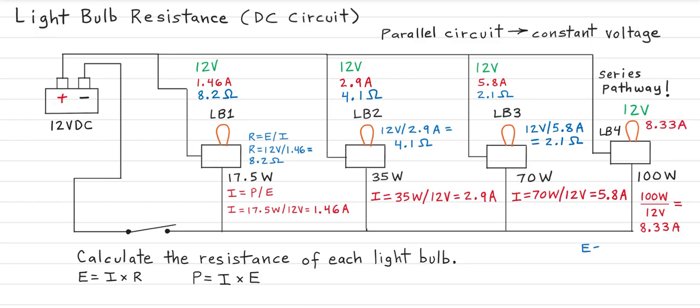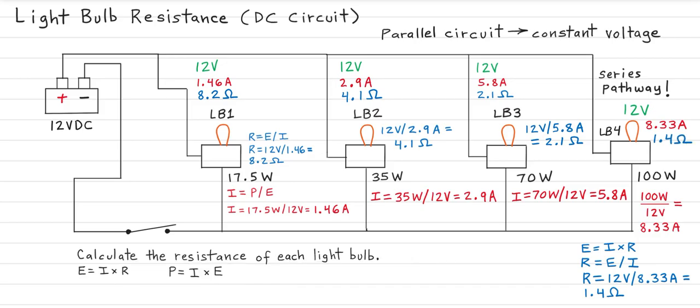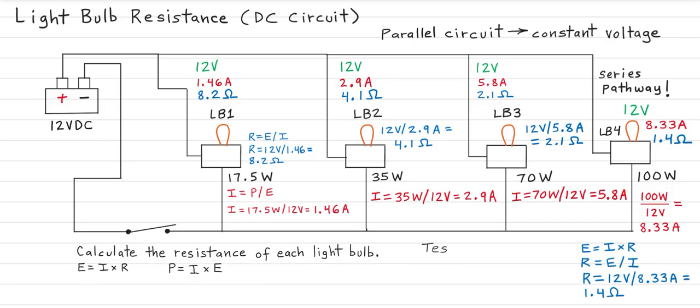So now we have to apply Ohm's law for series pathways and DC circuits, so we can just rearrange it for resistance. And then we calculate 12 volts divided by 8.33 amps. So we approximate 1.4 ohms of resistance at light bulb 4. But now we have to test/check to see if that's actually accurate.